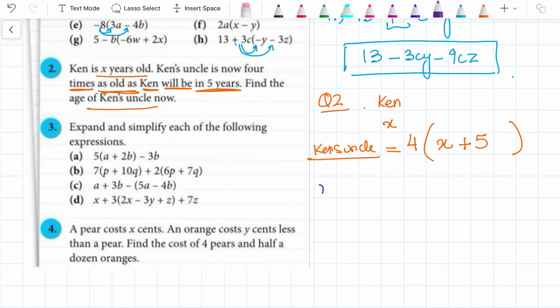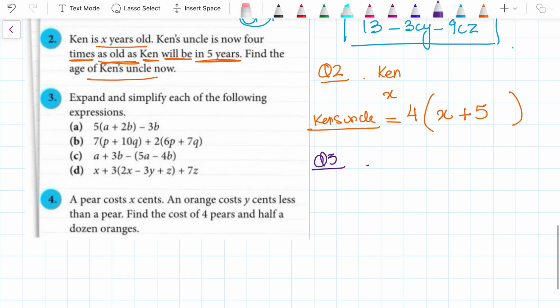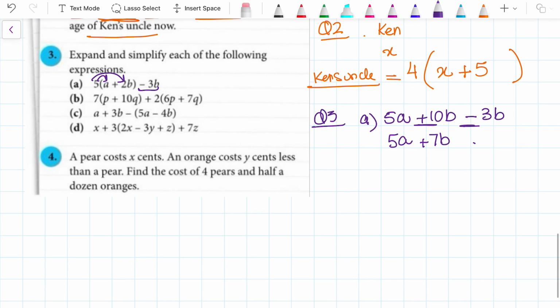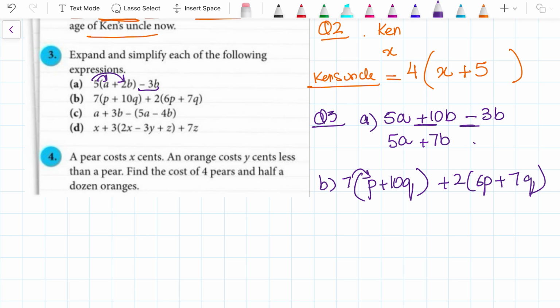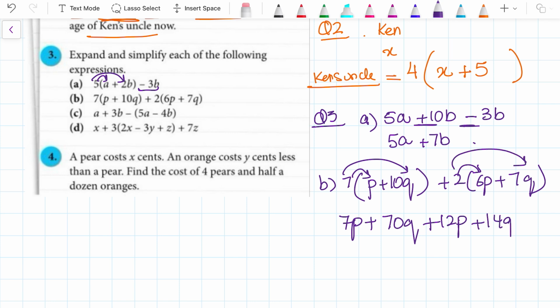Question number 3. Expand and simplify. 5a plus 10b minus 3b will be copied down. 5a plus minus is a minus, plus 7b, write the sign of the bigger number. 7p plus 10q plus 2, 6p plus 7q. 7p plus 70q plus 12p plus 14q. 7 plus 12 is a 19p. 70 plus 14 is an 84q.